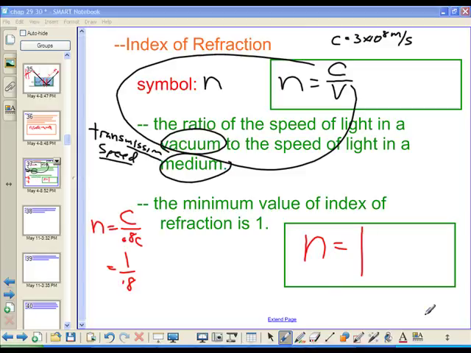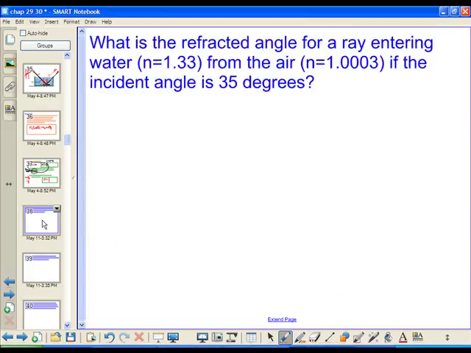All right, so let's write down this problem, and I'm going to do it for you, but we're going to go through this. This is a very typical problem. What is the refracted angle for a ray entering water, n equals 1.33, from air, n equals 1.0003, if the incident angle is 35 degrees? Please write down the problem.